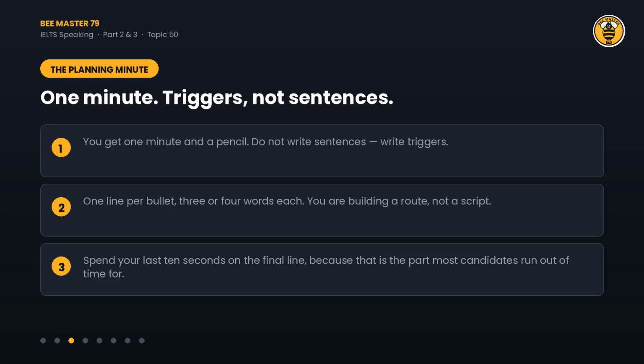So, the planning minute. The single biggest mistake is trying to write sentences. You cannot write and think at the same time, and you will run out of time. Write triggers instead. 1 line per bullet, 3 or 4 words each, and save your last 10 seconds for the final line because that's the part candidates most often reach with nothing prepared.